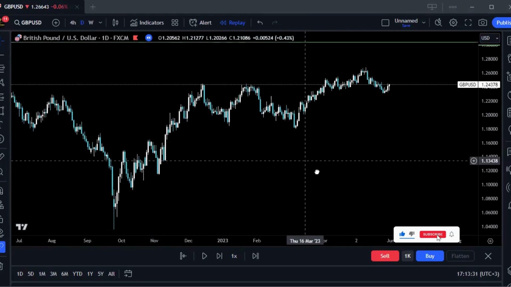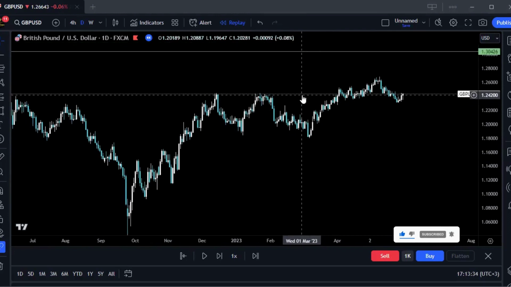So this is the daily structure. These were the most recent highs that were broken.